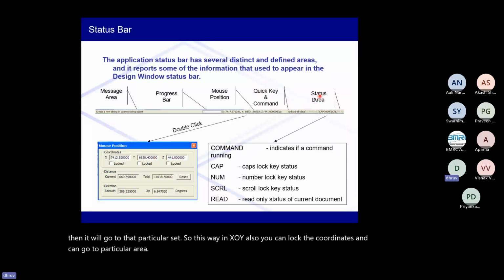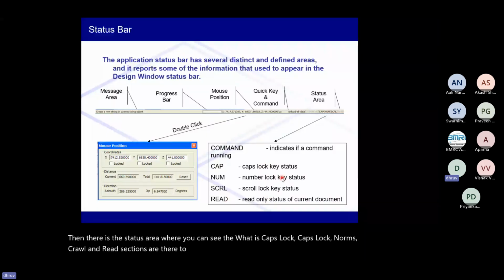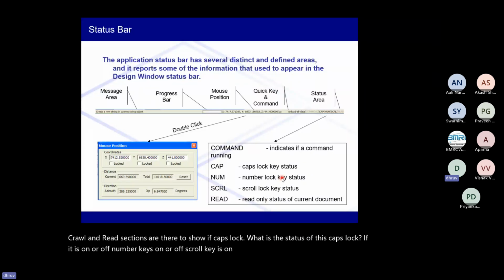Then there is the status area, where you can see the caps lock, num, scroll, and read sections. They are there to show the status of caps lock, whether it is on or off, number keys on or off, and scroll keys on or off.